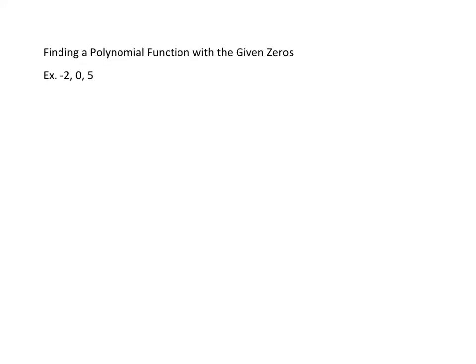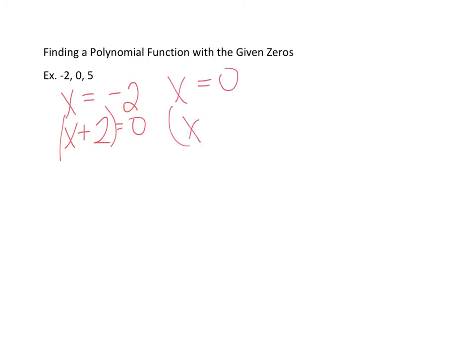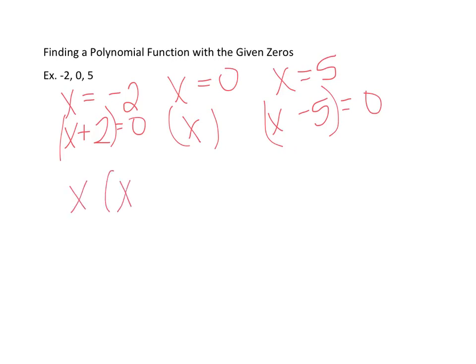When you are given the zeros of a polynomial, you are going backwards. So if x equals negative 2, I'm going to get that equal to 0 and make that x plus 2 equals 0. And that's one of my factors. So x equals 0 will just be x. It's already equal to 0. And x equals 5 will be x minus 5 equals 0. So that's a factor. I'm going to take all these factors, x, x plus 2, x minus 5, and multiply them together.